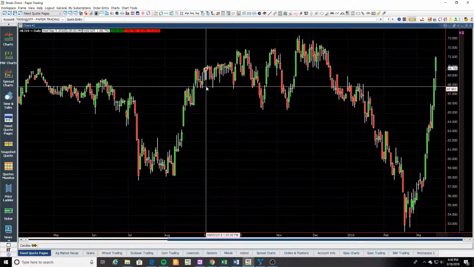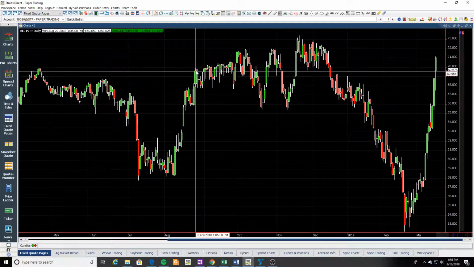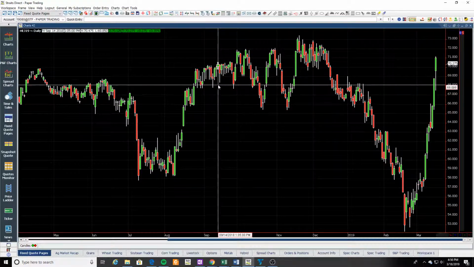So I'm just going to stop the video here for a second. The support's at 68. Think to yourself, where would the resistance be here after the 27th of August, this candle right here? Where would the resistance be?